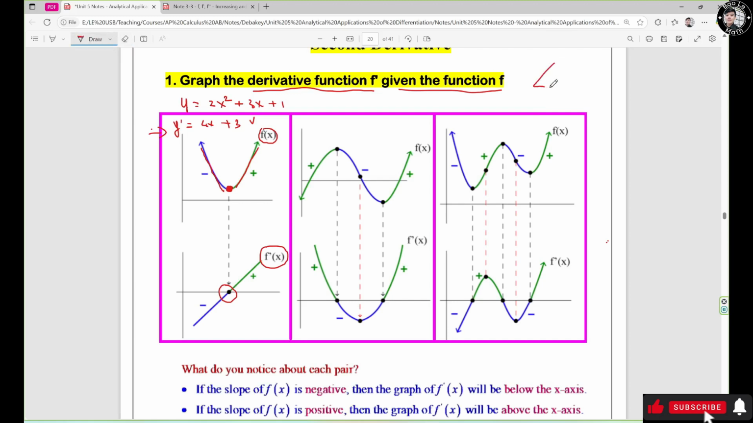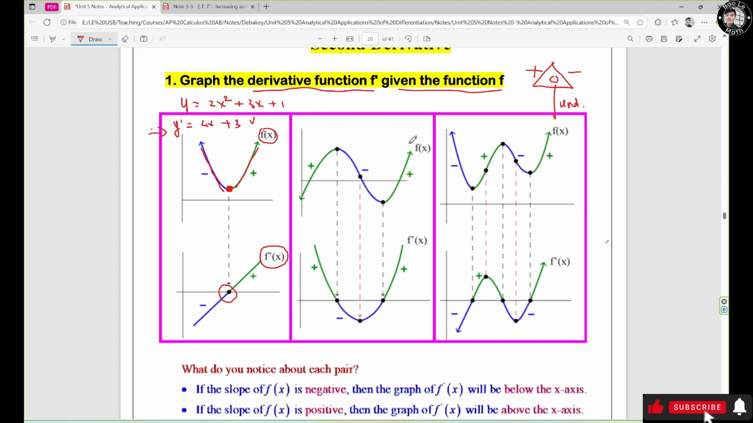Now here's the Christmas tree trick. If the tangent line is going this way, the slope is positive. Tangent line going this way, slope is negative. Tangent line going this way, slope is 0. Tangent line going this way, slope is undefined.